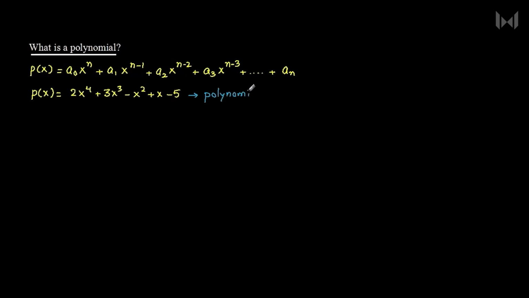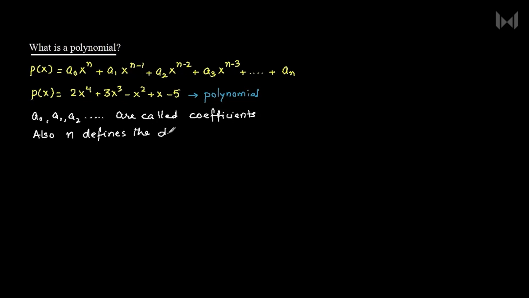Now, in the standard expression which is written on the top, a0, a1, a2 and so on are called coefficients. Also, n defines the degree of the polynomial.